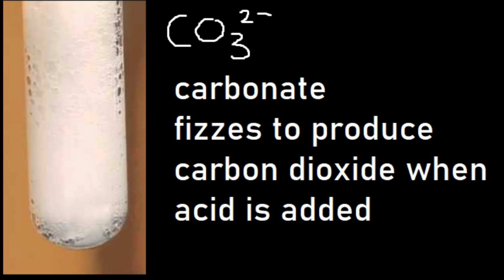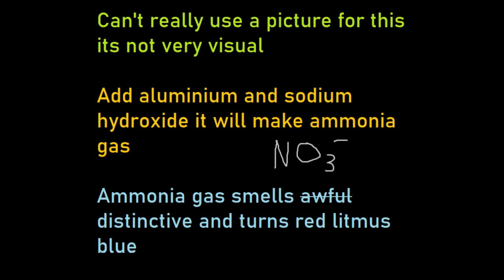The next one is nitrate, which is NO3-, that's the structure of the nitrate ion. And the nitrate ion is a two-step process. You add a little bit of aluminium, solid aluminium, usually an aluminium foil. You add a bit of sodium hydroxide. You warm it very gently.